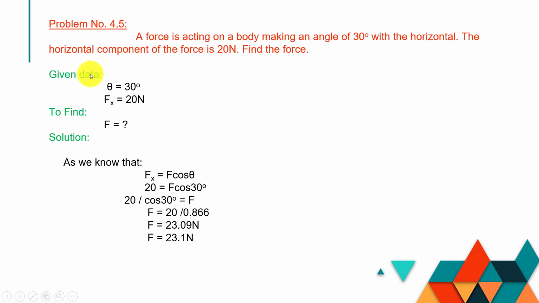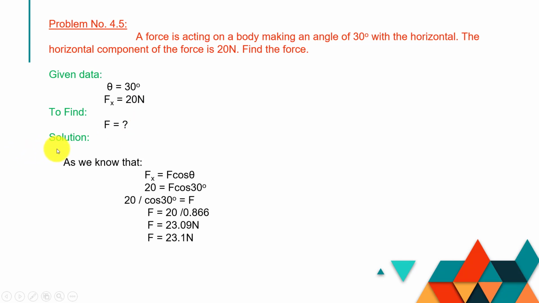So firstly, we will write the given data. As we are given an angle of 30 degree, we will write it as theta, which is equal to 30 degree. Secondly, we are also given the horizontal component of the force, which is 20 Newton. So we will write it as Fx, which is equal to 20 Newton. And we have to find out the force.